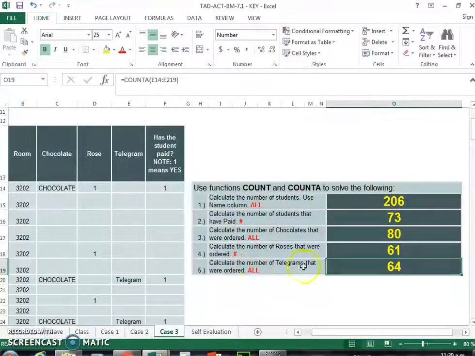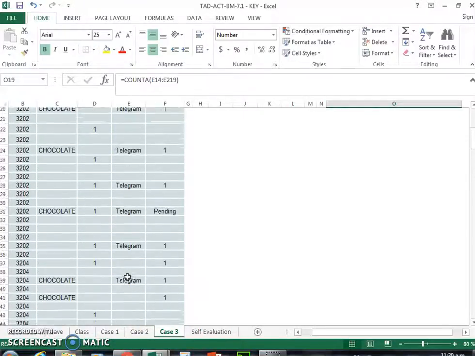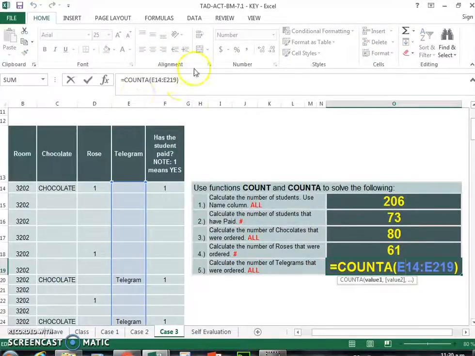Now, what's the number of telegrams that are ordered? We want to consider only the cells containing the word telegram, not pending, no, any other message. So we need to use count A. Count any kind of information. So it's count A from E14 to E219.